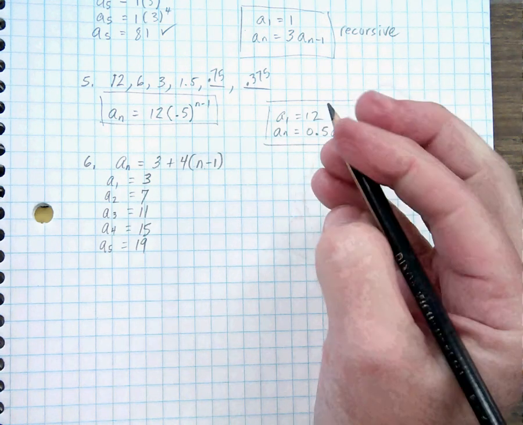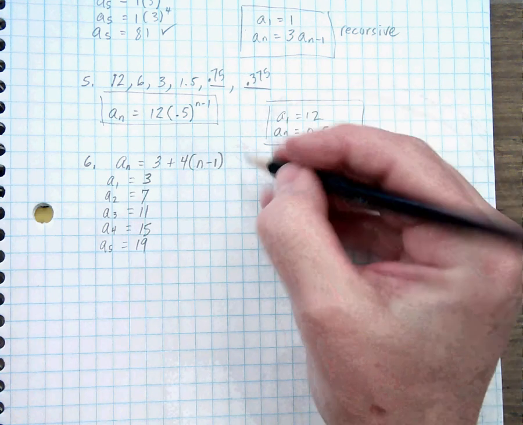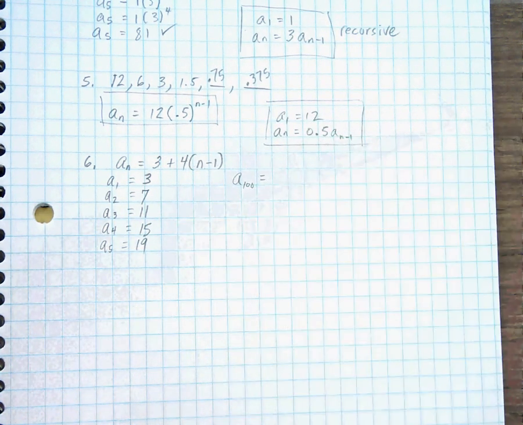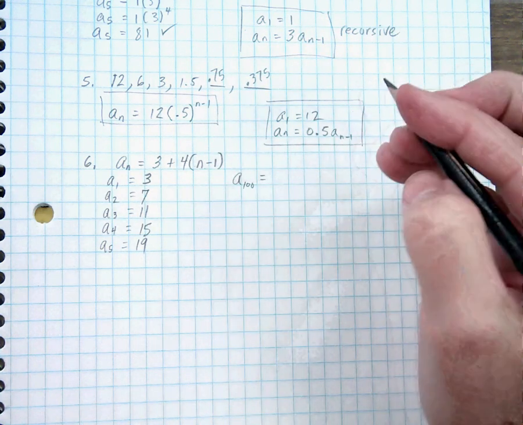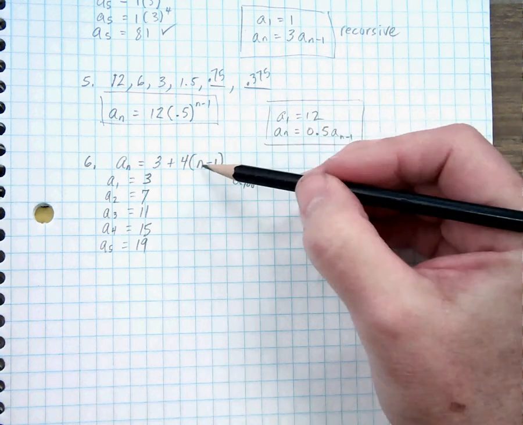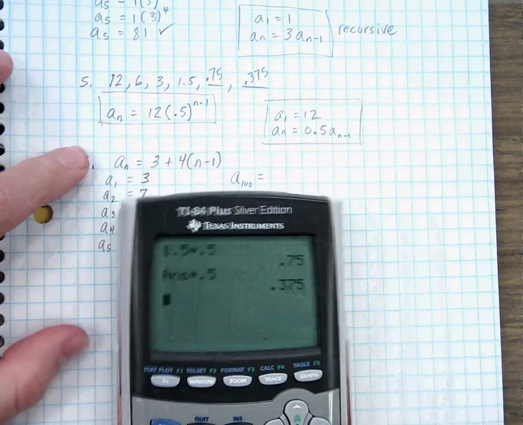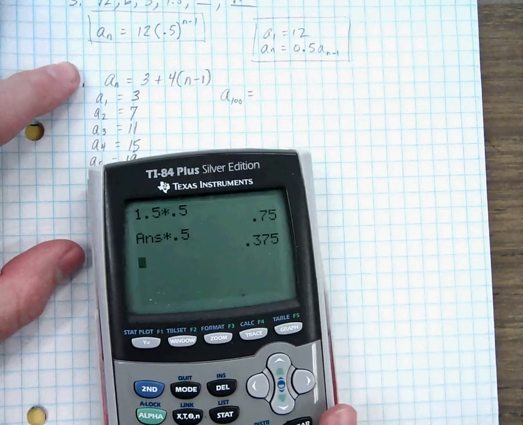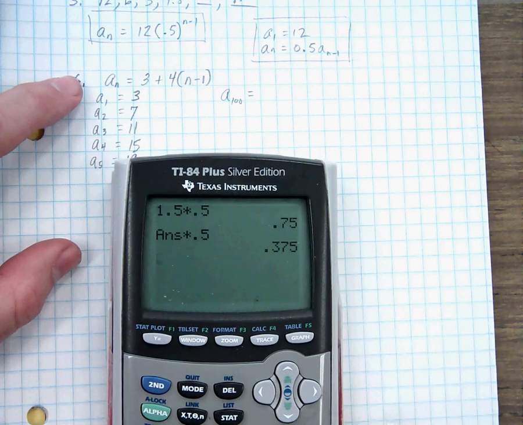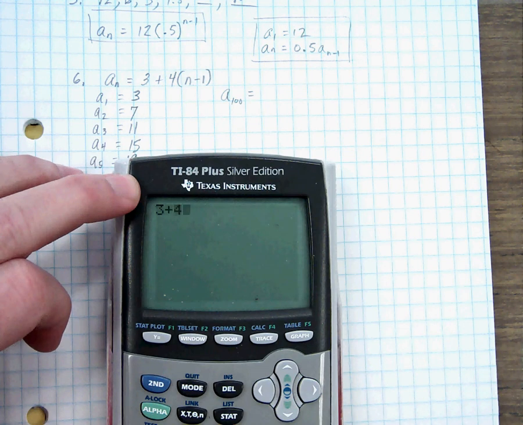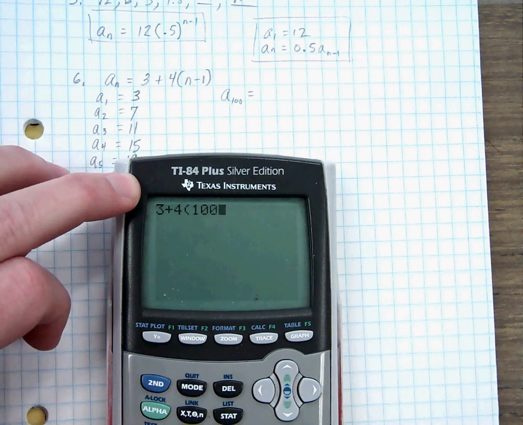All right, see if you can use the rule to find the 100th number. Go ahead and do that. All right, so to find the 100th number, we put 100 right there. That's 99. I don't know what 99 times 4 is, but I'll just put it in exactly as it looks. So we have 3 plus 4 times (100 minus 1), and I get 399.